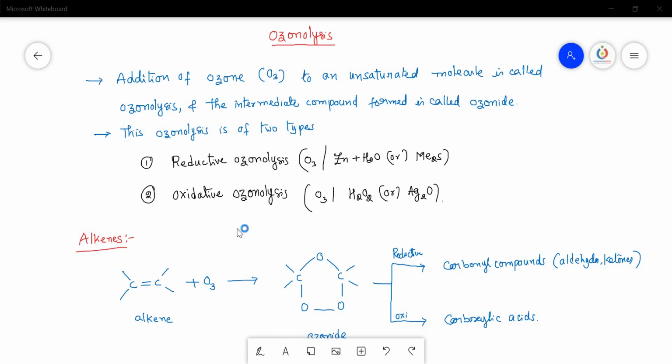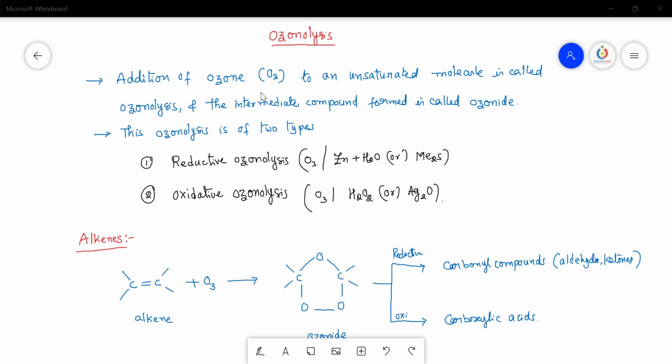So coming to the point here, ozonolysis is the addition of ozone to an unsaturated molecule. Here, unsaturated molecule means it may be an alkene or alkyne molecule. The intermediate compound that is formed in this process is called the ozonide.